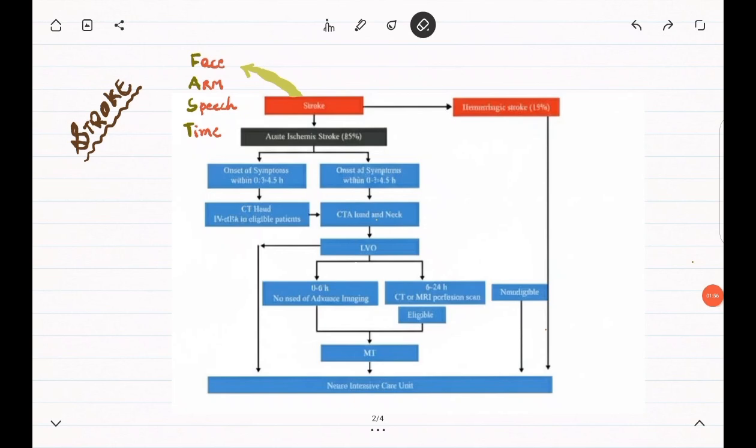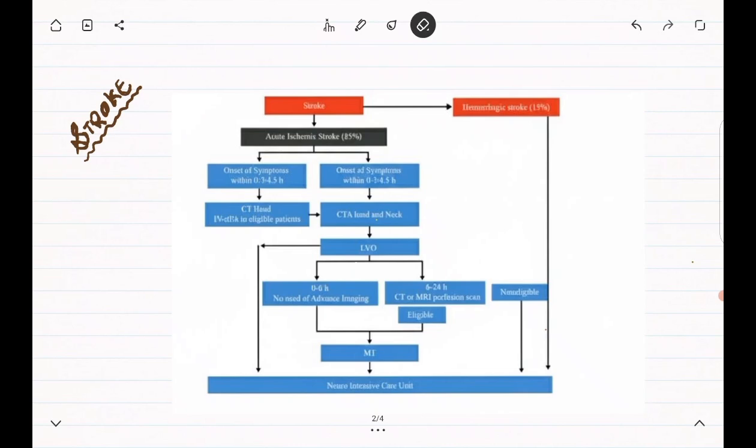Now S stands for speech. The patient will have slurred speech when you ask the patient to talk, or the family will give a history that he or she is talking in a slurred way. And T stands for time. We have to check since when these symptoms have started, that is facial weakness, arm weakness, slurred speech.